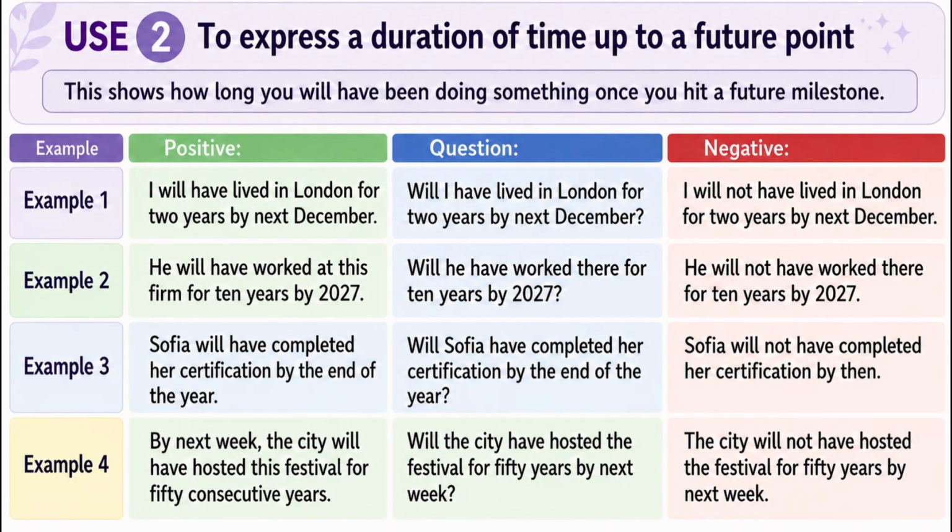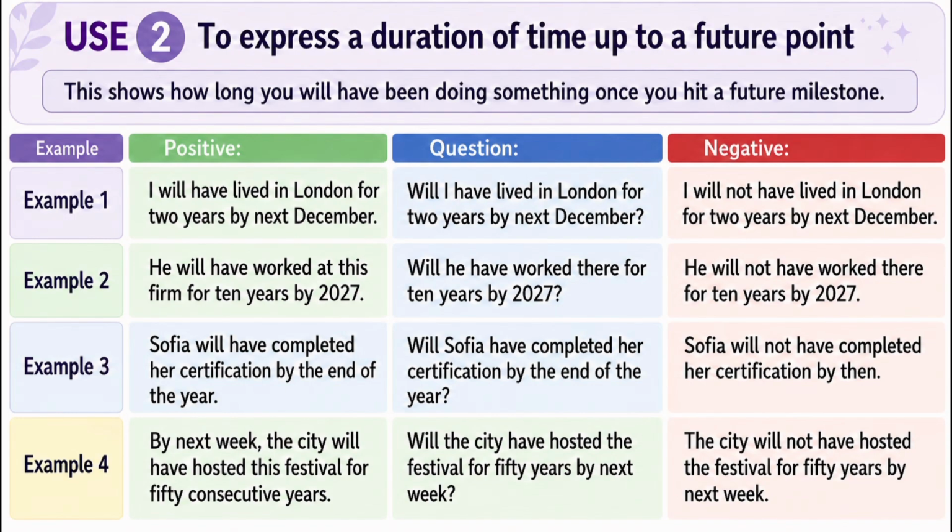This means that by the year 2027, he will complete 10 years at the company. The question is, will he have worked there for 10 years by 2027? The negative sentence is, he will not have worked there for 10 years by 2027.